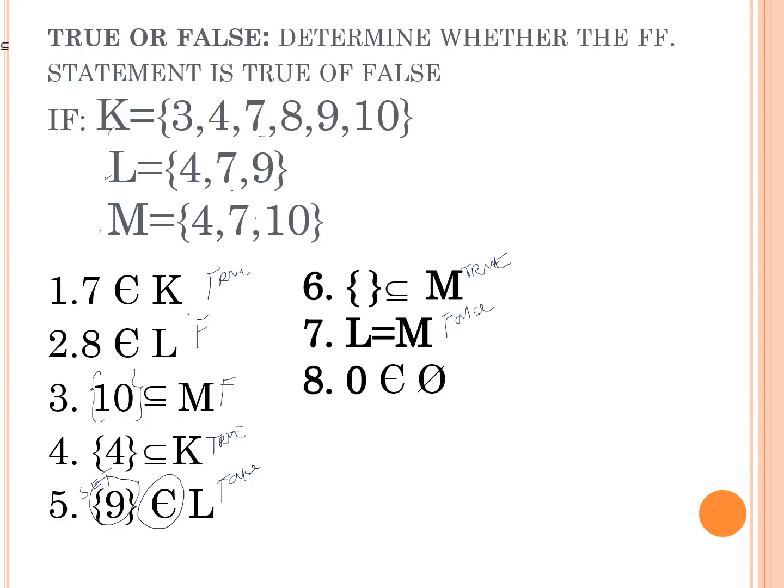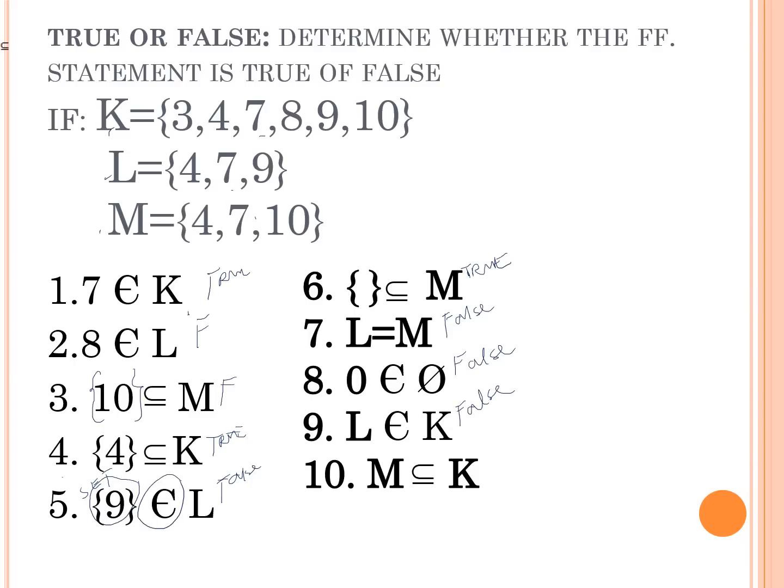Number 8, 0 is an element of a null set. That is false because we have said that a null set has no element at all. Number 9, L is an element of K. The elements of set K are 3, 4, 7, 8, 9, and 10. This is false. Number 10, M is a subset of K. All of the elements of set M are in K, so this is true.